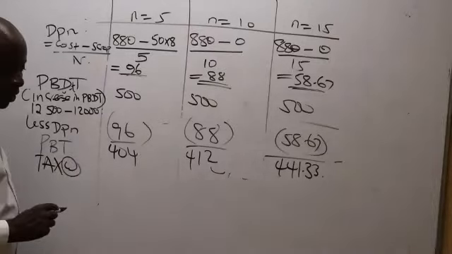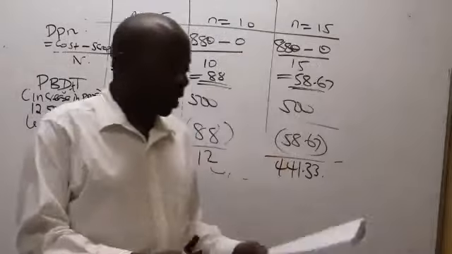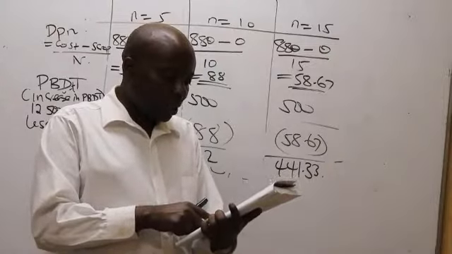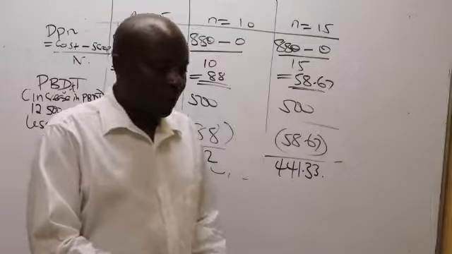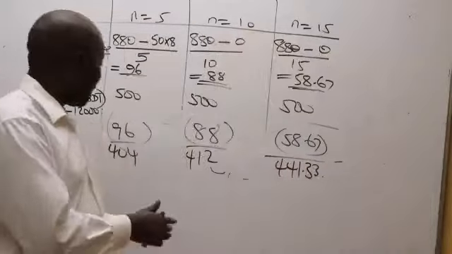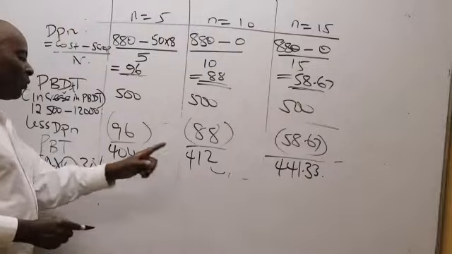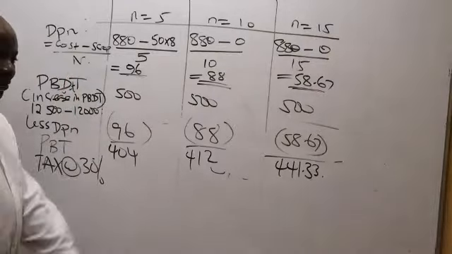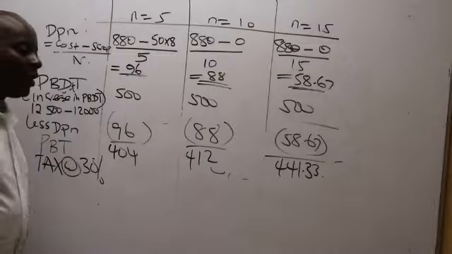The examiner has given us tax of what percentage? The examiner has given us taxation there of 30%. So tax at 30%. Could you kindly give me these figures? 30% of this, 30% of that, 30% of the last one. What figures are we getting there? Stephen, thank you very much.